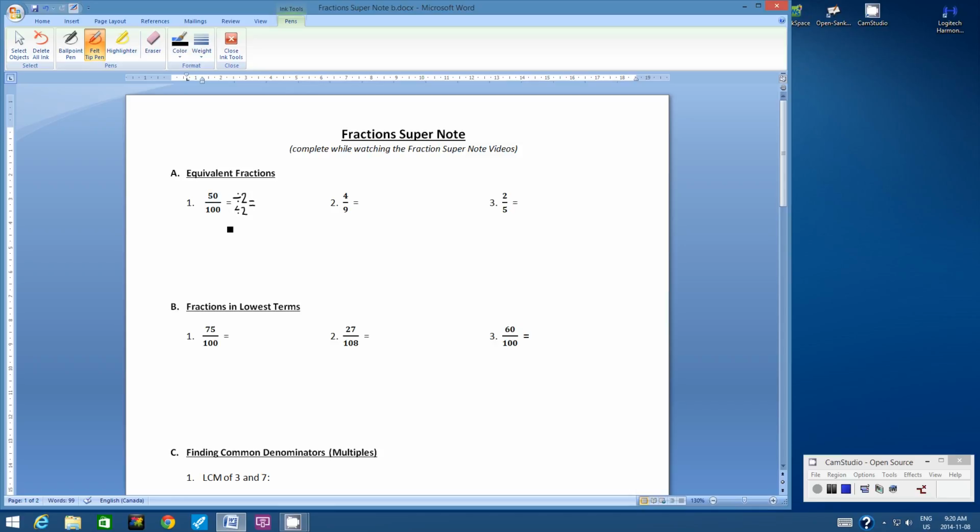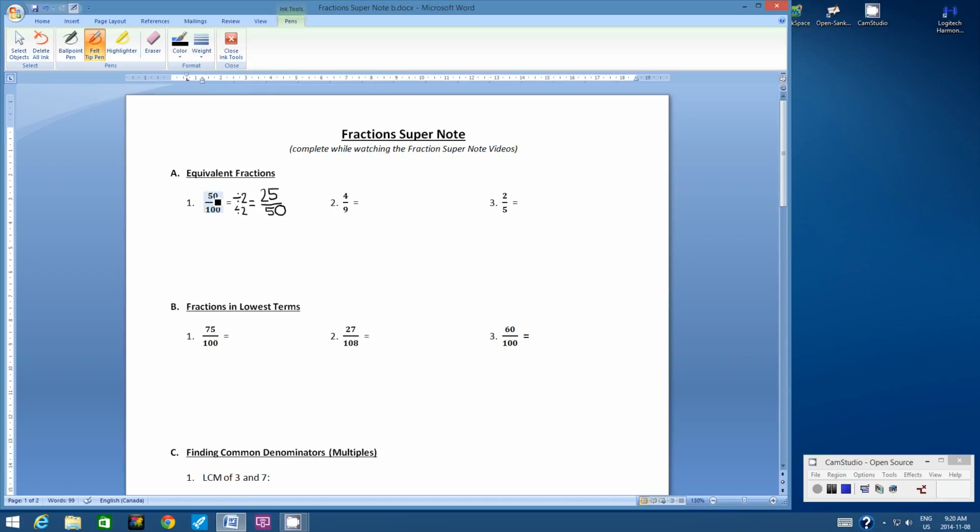So if you can work that out, 50 divided by 2 is 25, and 100 divided by 2 is 50. Okay, so we have one example of an equivalent fraction. 50 over 100 equals 25 over 50. All right, well, let's come up with a few more.